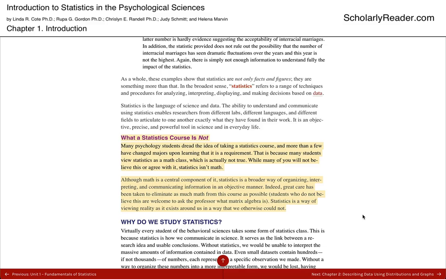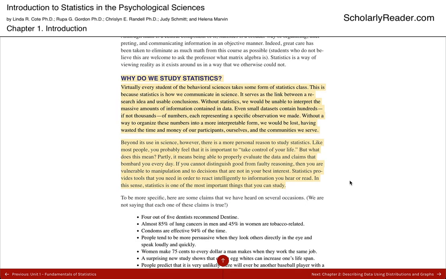Although math is a central component of it, stats is a broader way of organizing, interpreting, and communicating information in an objective manner. Indeed, great care has been taken to eliminate as much math from this course as possible. Stats is a way of viewing reality as it exists around us in a way that we otherwise could not.